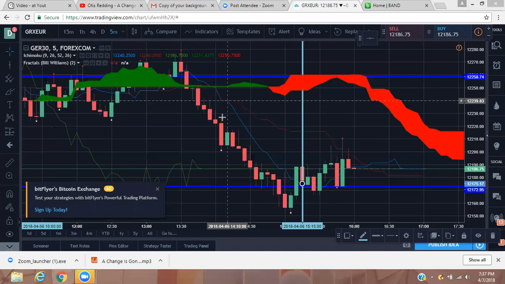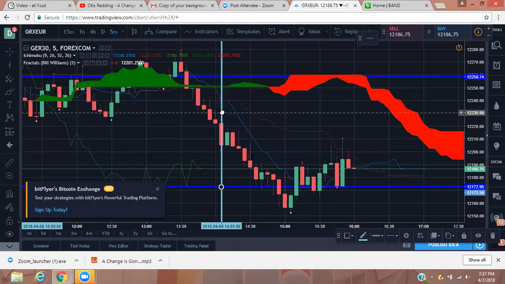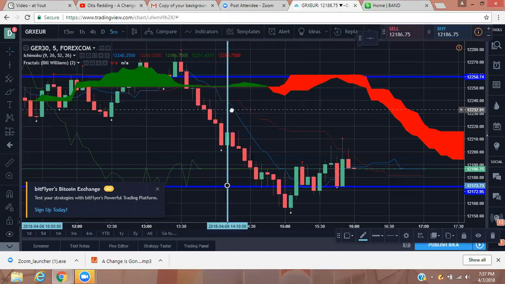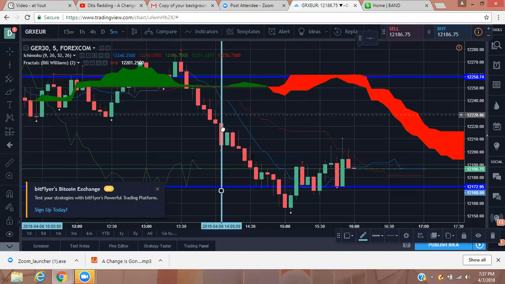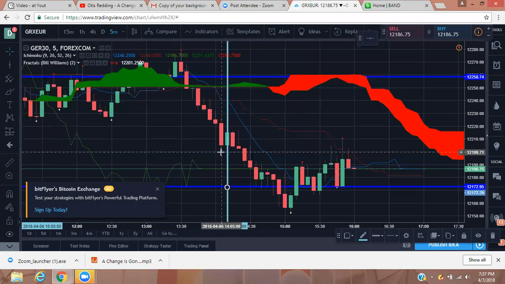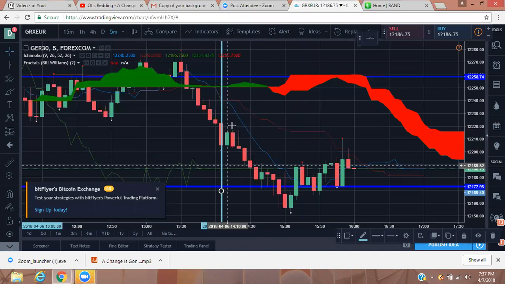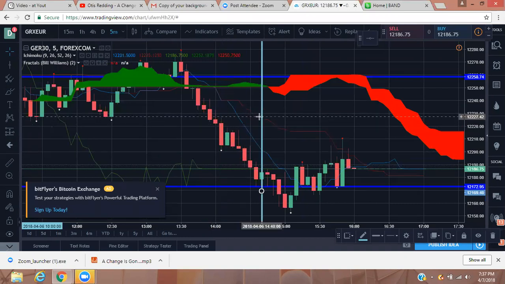What do you mean by crossover? You talking about right here? Yeah, because sometimes they'll cross and then they'll double cross. Okay, so just wait, like right here on this 5 minute, just wait for this fractal to pop up. Okay, gotcha. So that's another confirmation. You can wait for the fractal to pop up, and then boom, you got your 30 pips right there. Okay, cool. Thank you. Yeah. So I got a quick question on this.